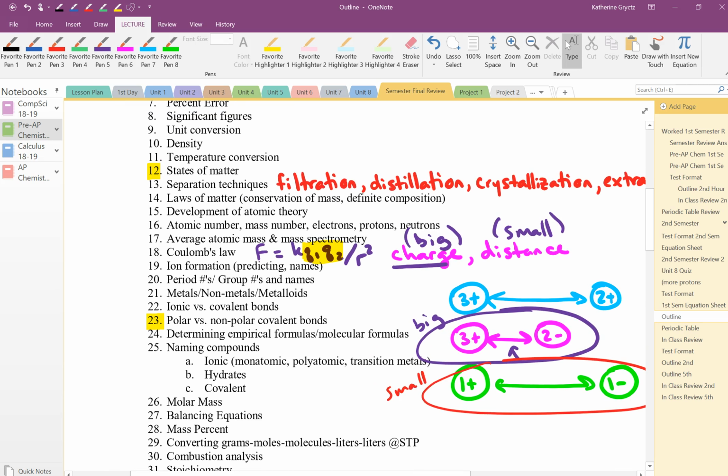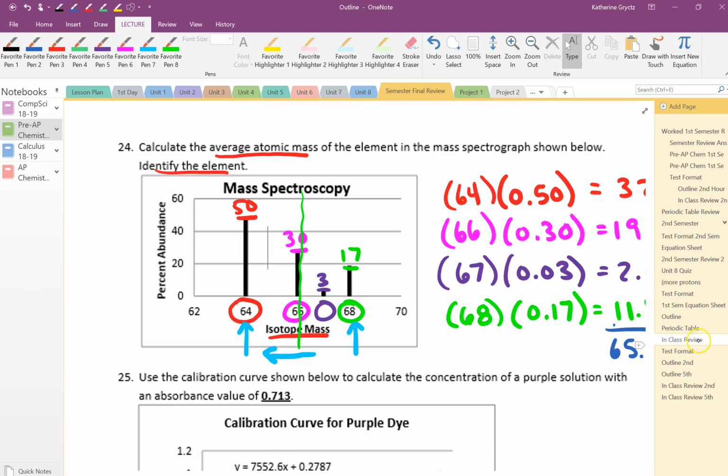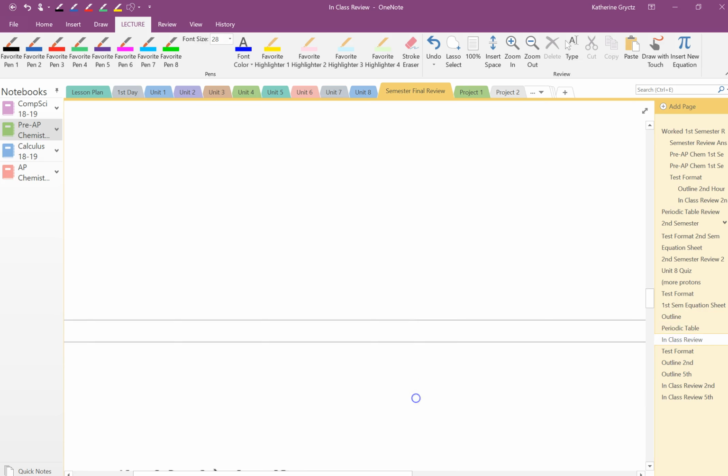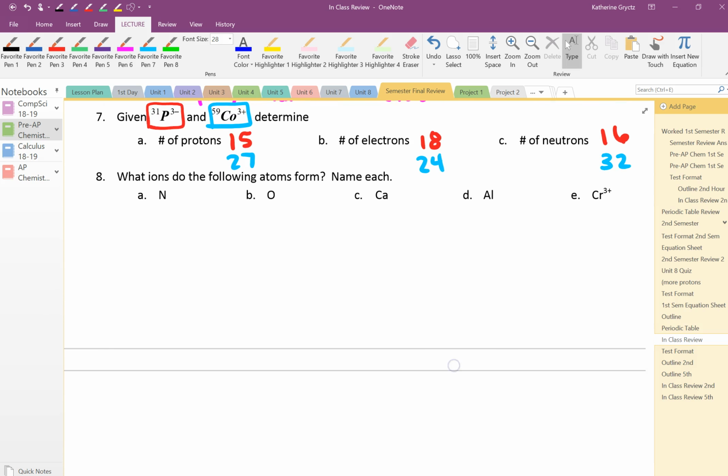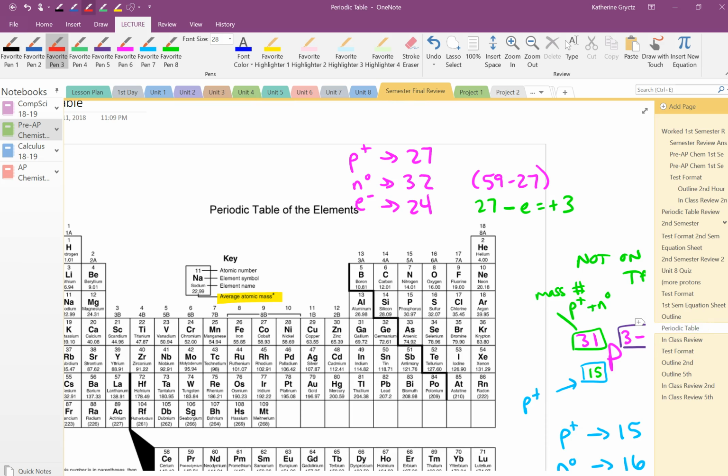So the next up is about ion formation, and you do have some in-class things to look at from there. So going back up, we should be on number 8 now. It says what ions do the following atoms form, and to name each of them. And so this is where the periodic table kicks in. You just have to be able to find them.